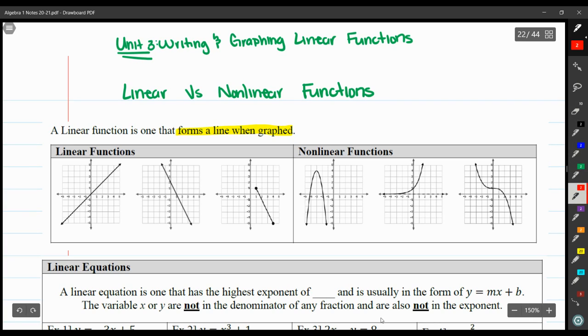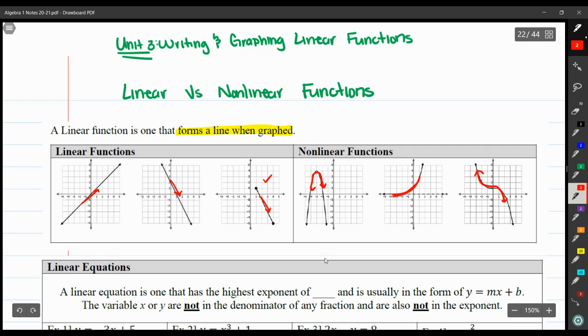If we look at the left, all of these are a single line, either up or down, and this is a portion of a line. So even this is a linear function, it's just a portion of it. For the nonlinear functions, we have curves. This is a U shape, just upside down. That's a curve, not a line. This guy is another curve, not a line. And this is also a curve. So if it doesn't create a straight line, then it is nonlinear.